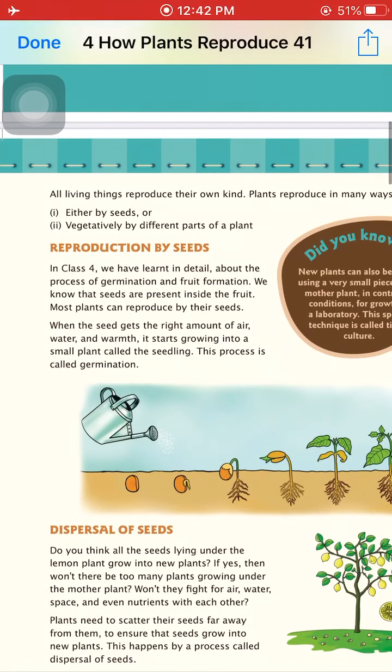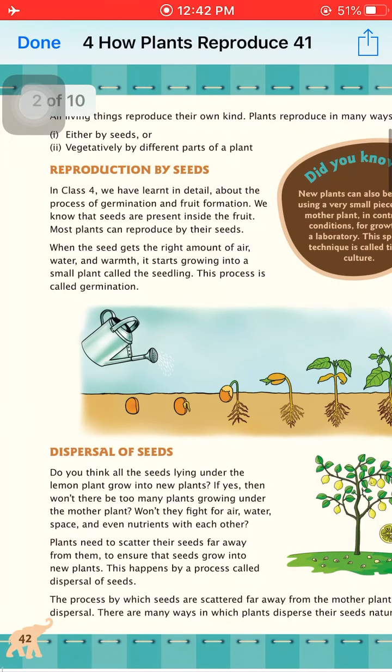First we talk about reproduction by seeds. Here we take the example of germination. What is germination? When the seeds get the proper amount of water, air and warmth present inside the fertile soil, they give birth to their young ones, a new baby plant. So this is the method of reproduction by seeds.